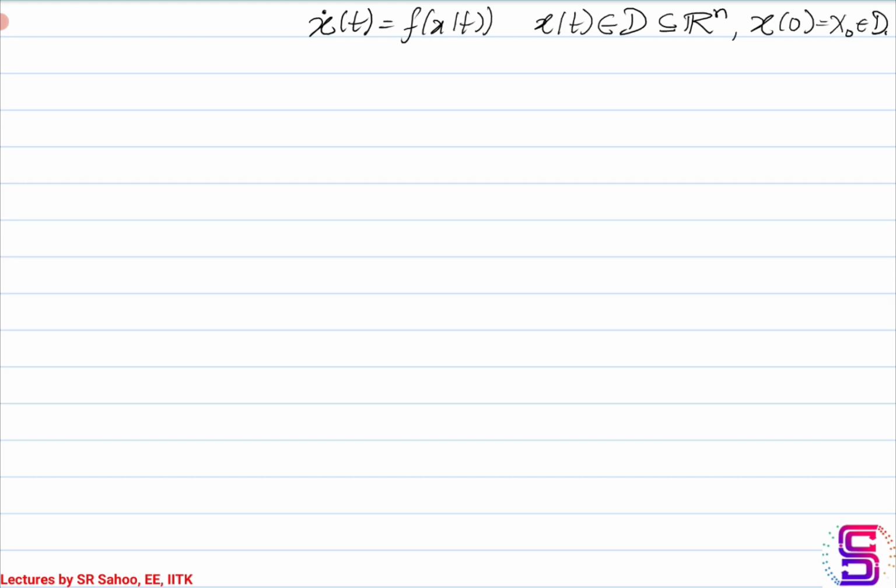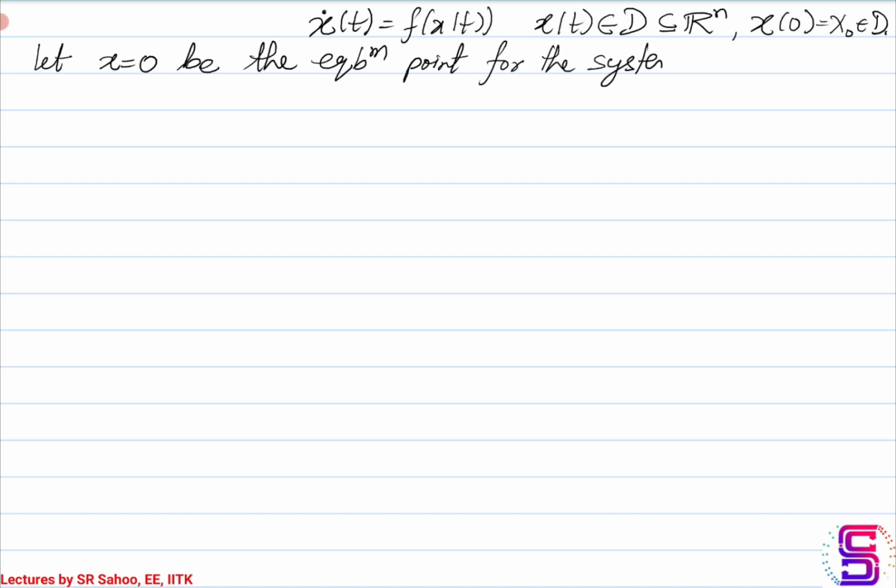Okay, so let's say that you have an autonomous system of the form this, where x of t is in D, which is a subset of Rn, and the initial condition is x0. So suppose this is what you have. Okay, now let x equal to 0 be the equilibrium point for the system.